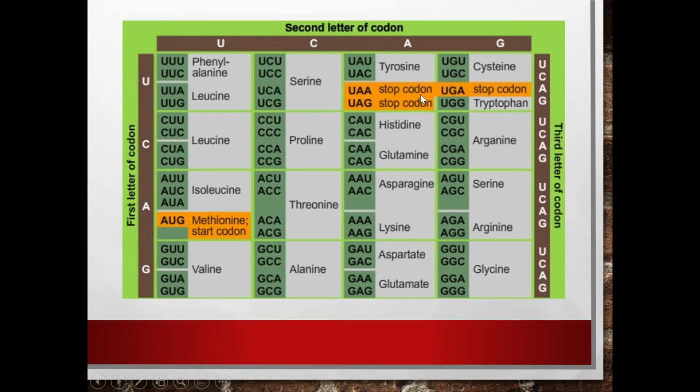Well, they are going to know when to stop when they find any of these 3 codons that we have right here. So we have UAA, UAG, or UGA. Those are the stopping codons, okay?